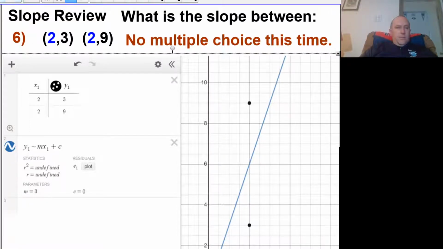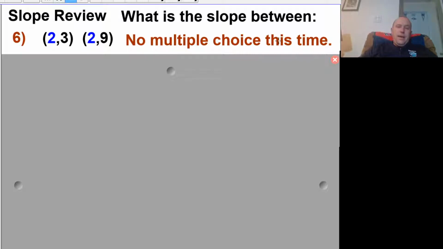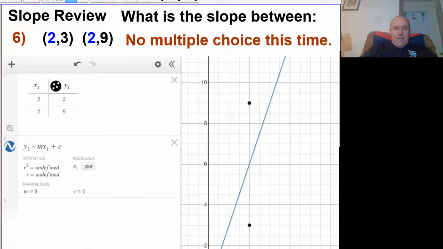Now, for the slope questions, for the review of these ones, we looked at these in the previous ones. I actually put no multiple choice this time. I deliberately highlighted these in a different color to emphasize that they're the same number. If we try doing this one in Desmos using that same method that I just used a second ago, so I typed in the coordinates, I typed this y1 tilde mx1 plus c, and it drew a line for us. Now it does actually say undefined on this one, so that might be a slight worry. And it says the equation is 3x plus 0.